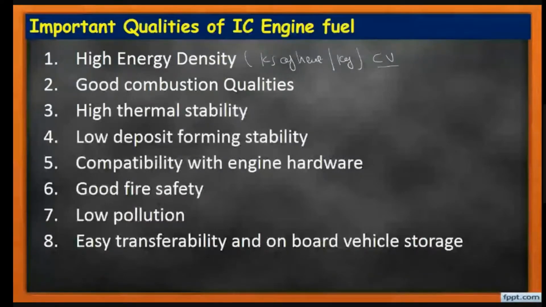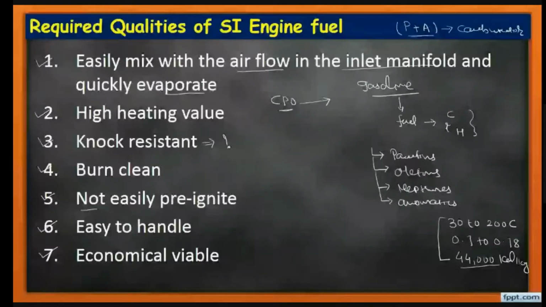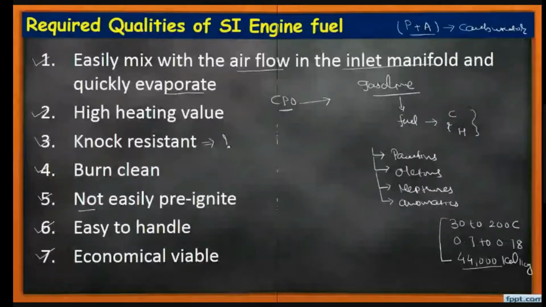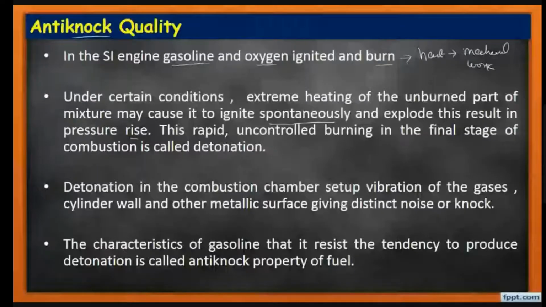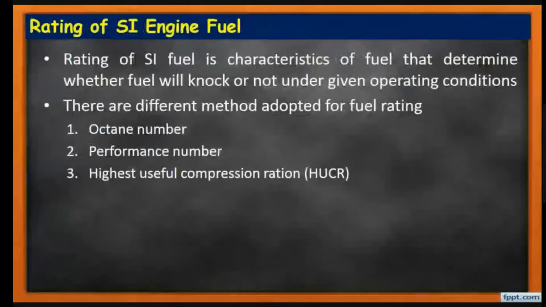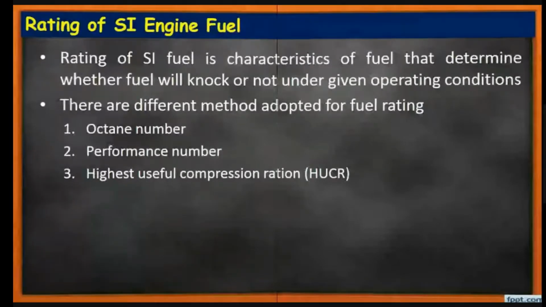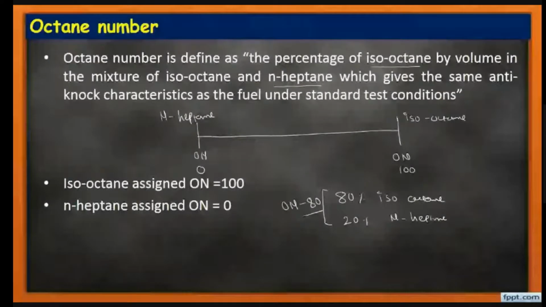Then we discussed the required qualities of SI engine fuels. Then we went to one of the important topics, that is the anti-knock qualities of the fuels. Then we discussed the rating of IC engine fuels, and the rating of SI engine fuels, that is petrol engine. There are 3 different methods adopted for fuel rating. The first method is the octane number, the second is the performance number, and the third is the highest useful compression ratio. Then we discussed all these 3 methods in detail.